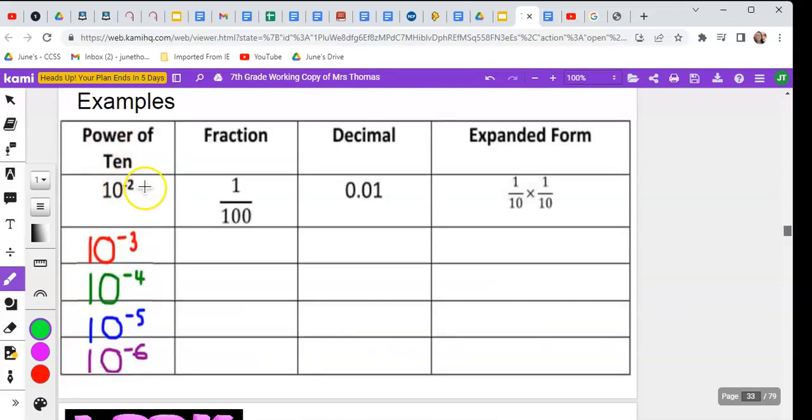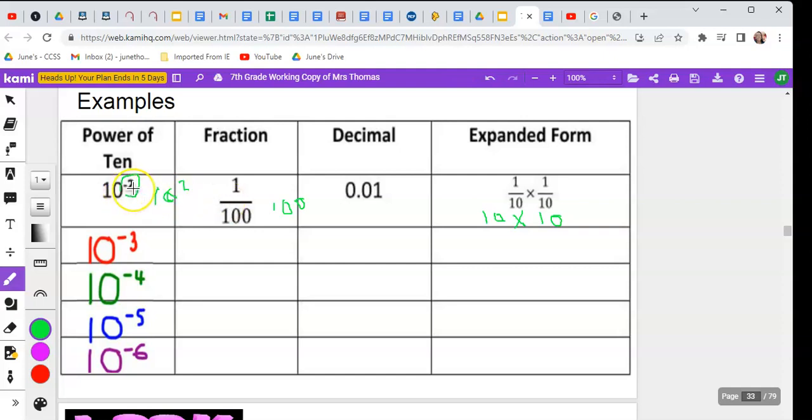10 to the negative 2. Now, if we have 10 to the positive 2, what would that be in expanded form? It would be 10 times 10. And of course, that will be 100. But the negative is the reciprocal, the opposite. Please note, a negative exponent is not a negative number. It just tells us that the number is very, very small, smaller than 1.